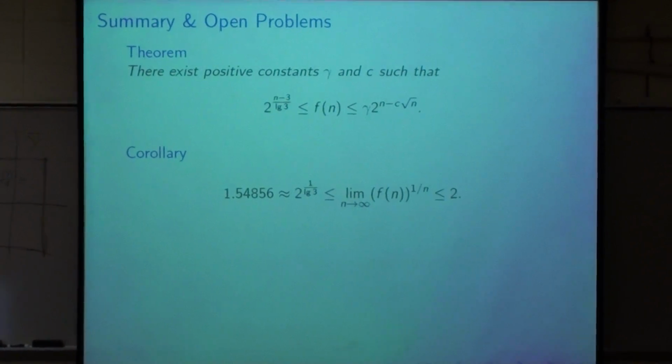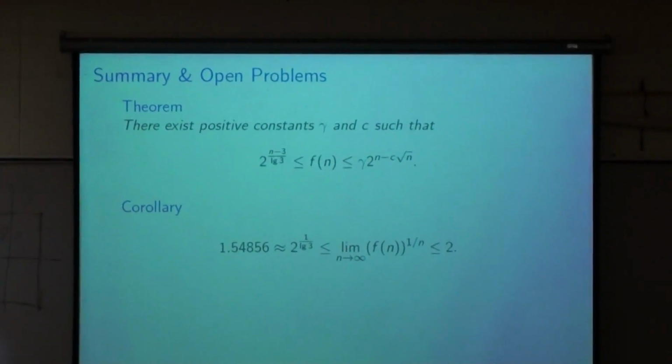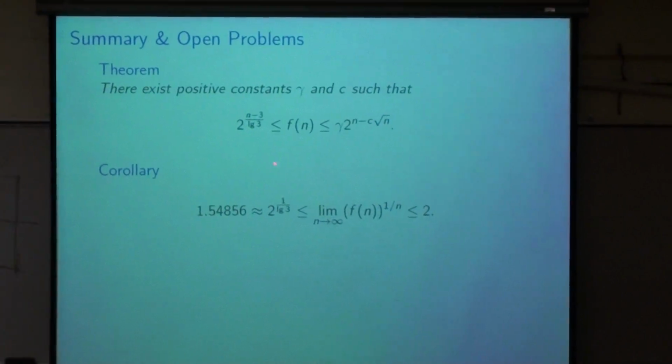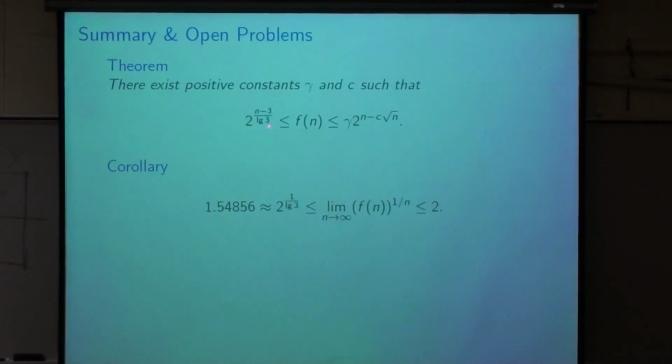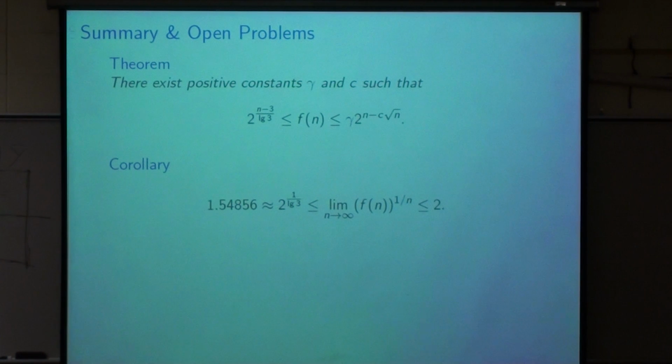Just to summarize, for our lower bounds, we have an exponential lower bound where the base is less than 2. For the upper bound, we don't have any better base than 2, but we are able to show that it at least tends to 0 when you divide by 2 to the n. We're able to shave off some constant times root n in that exponent. But this limit, which we do know exists, is somewhere between this 1.55 and 2.